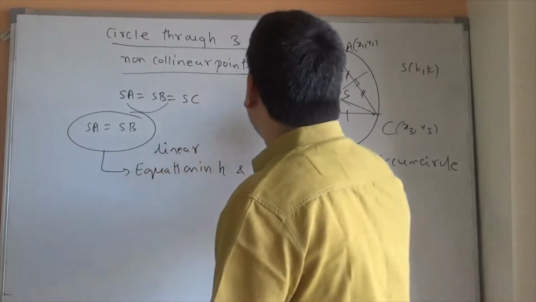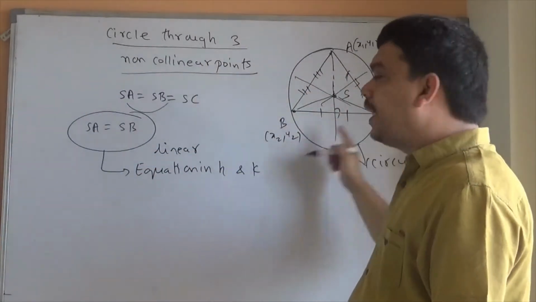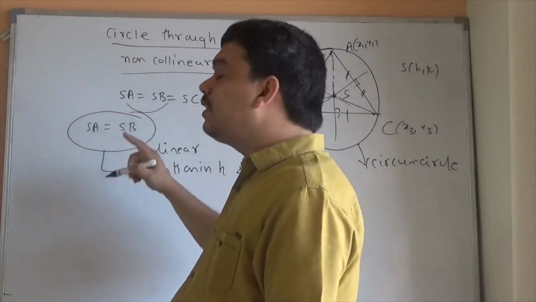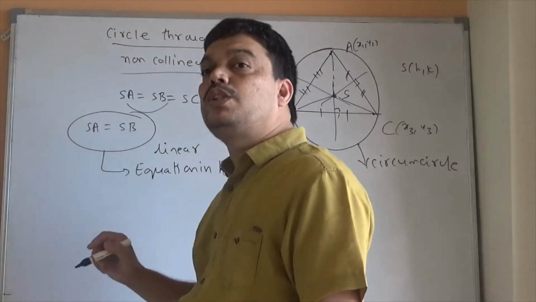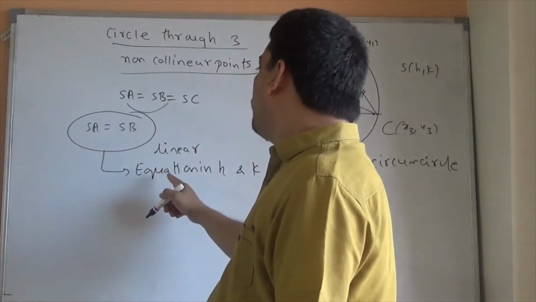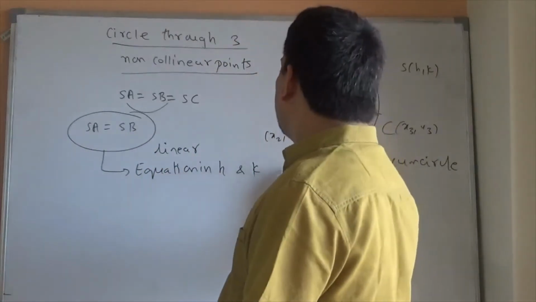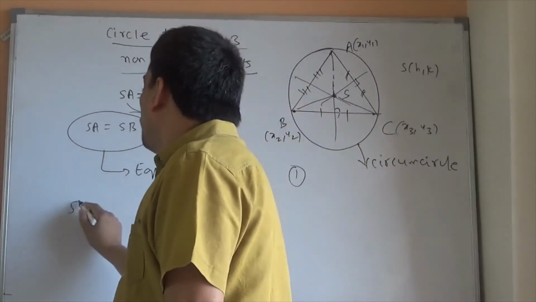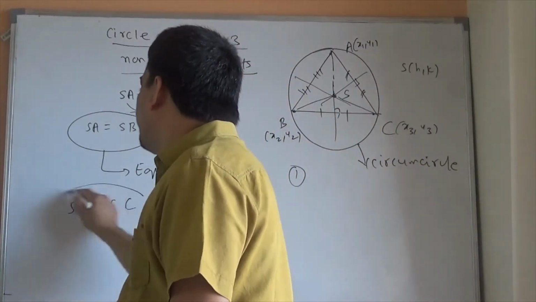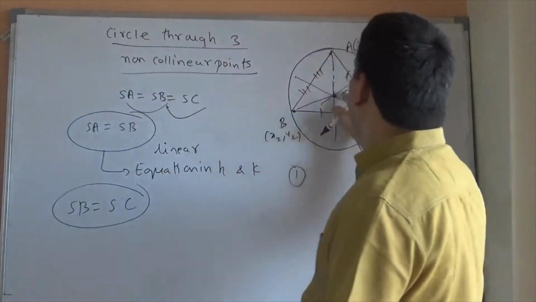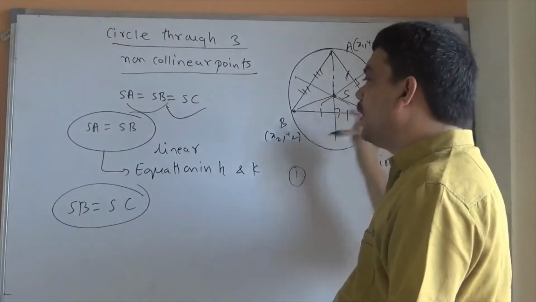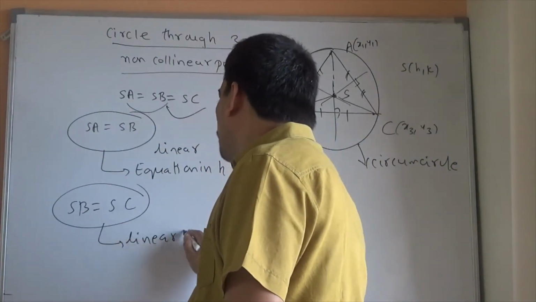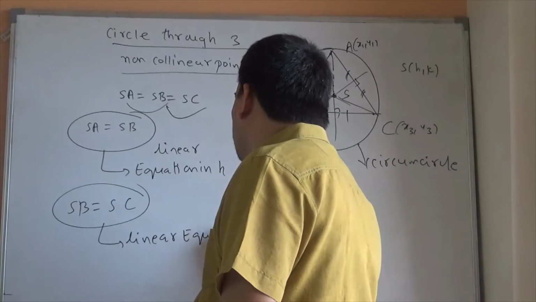Actually x1, y1, x2, y2, x3, y3 are numbers, and h, k are the unknowns here. Whenever you write SA equal to SB, writing the values of SA and SB by the distance formula and simplifying by squaring, you are going to get a linear equation in h and k. Let this be equation 1. In the same way, consider SB equal to SC, write down SB and SC by the distance formula, and we again get one more linear equation in h and k.